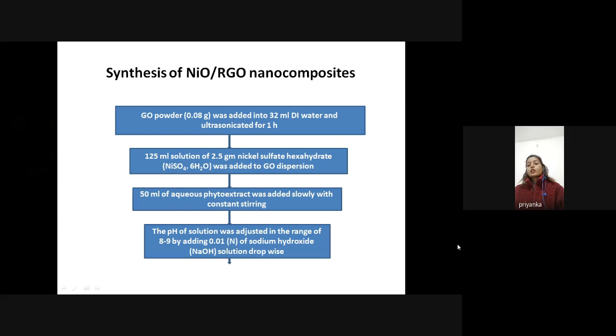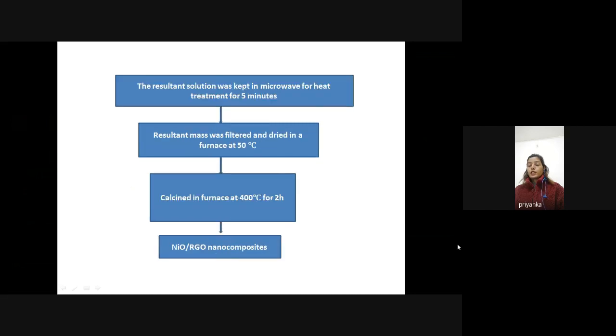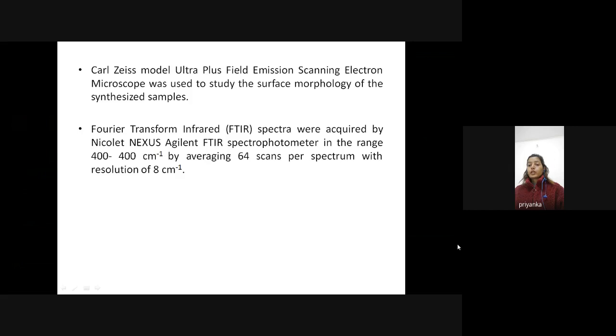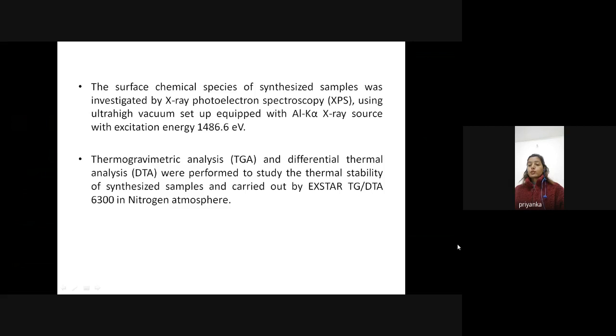For preparation of NiO-RGO nanocomposites, we have used nickel sulfate hexahydrate as a precursor, and guava leaf extract as a reducing agent. After successful preparation of NiO-RGO nanocomposites, we have characterized our samples using UV spectroscopy, X-ray diffraction, Raman spectroscopy, scanning electron microscopy, Fourier transform infrared spectroscopy, X-ray photoelectron spectroscopy, and TG and DTA measurements.